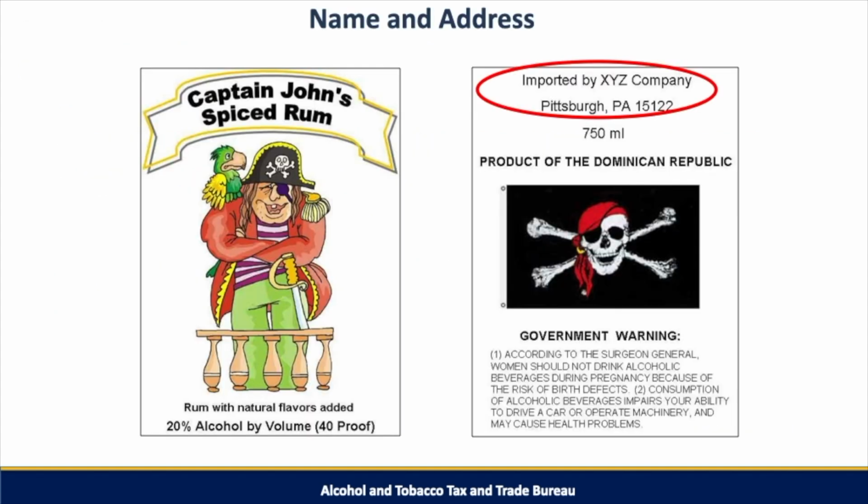This sample label shows an imported product. The name and address on the label must be identical to the name and address that appears on the importer's basic permit. You may not add words within the name and address statement as it is required to appear, except to use additional optional phrases authorized in the regulations.